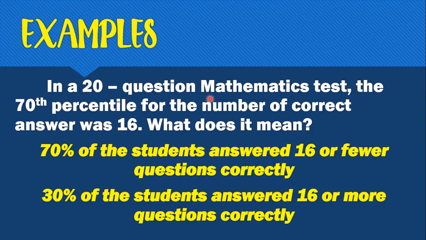In a 20-question mathematics test, the 70th percentile for the number of correct answers was 16. What does it mean? Since we have the 70th percentile, which is P sub 70, it means 70% of the students answered 16 or fewer questions correctly. And since the remaining is 30%, 30% of the students answered 16 or more questions correctly.